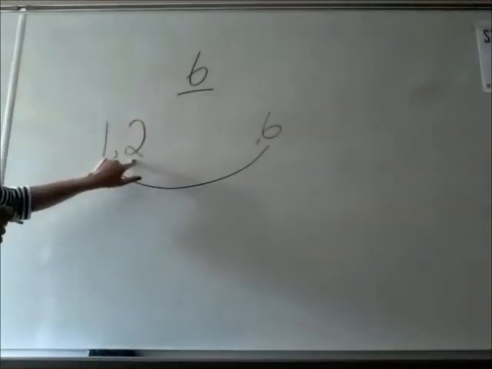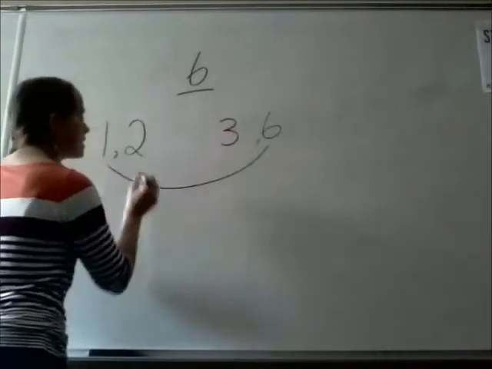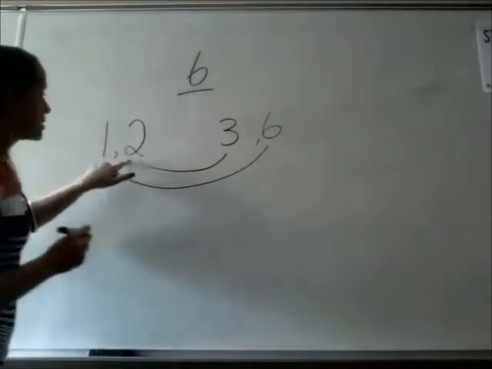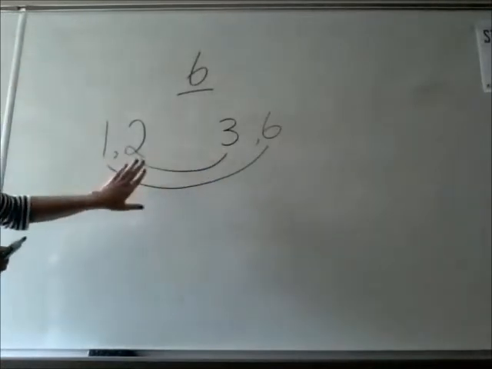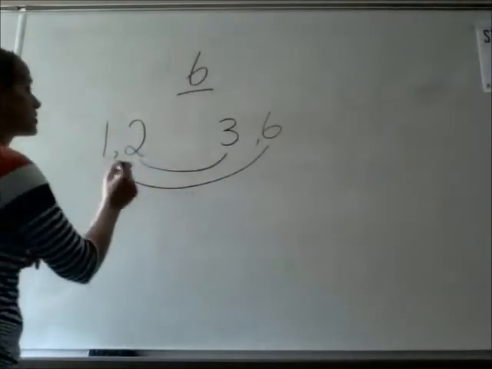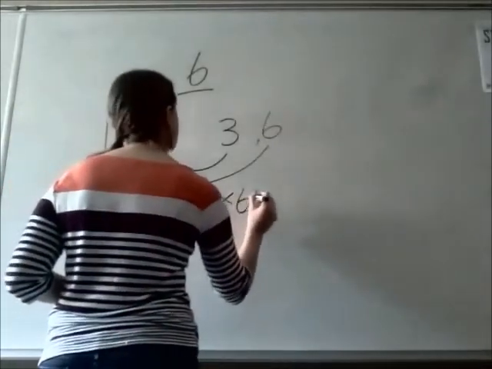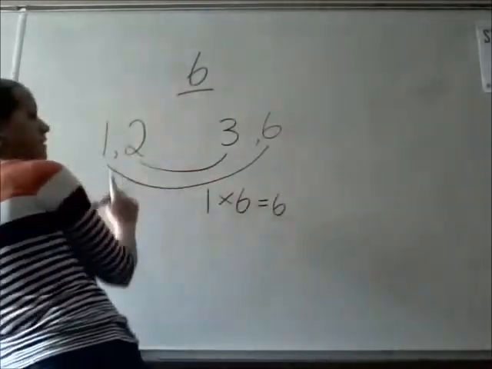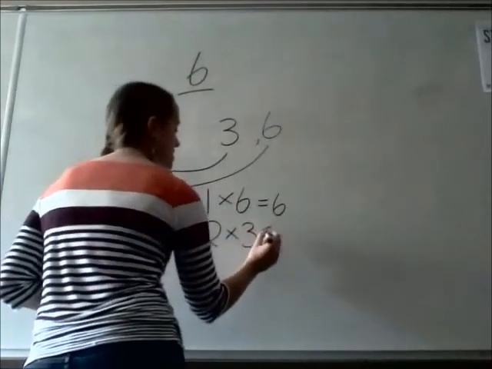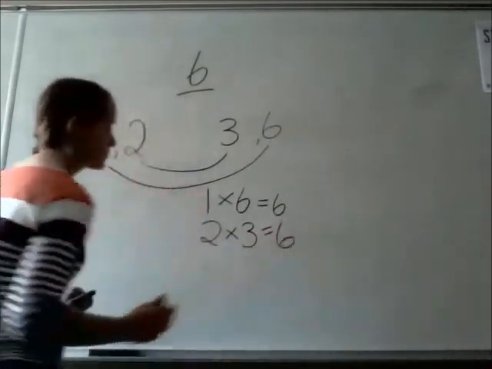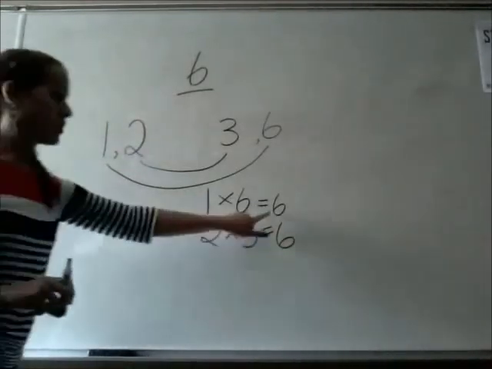6 divided by 2 equals 3. We connect them. The number after 2 is 3, and it's already in our factor pair, so we are done. So our 2 factor pairs for this would be 1 times 6 equals 6, and 2 times 3 equals 6. These are our only possible factor pairs of whole numbers to get a product of 6.